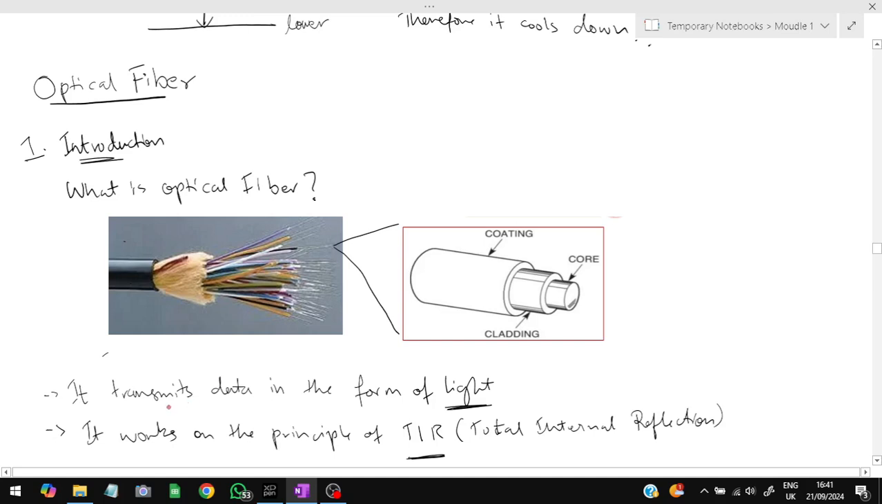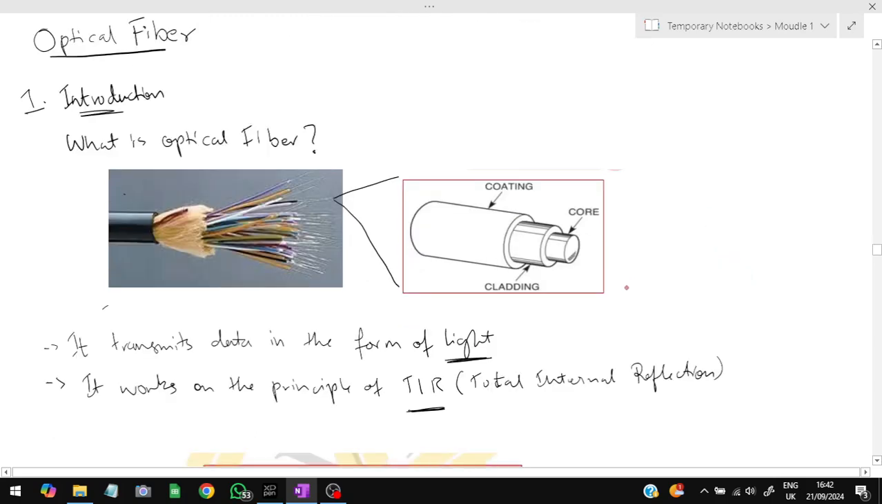Okay, it transmits the data in the form of light, and it works on the principle of TIR. What is TIR? Total internal reflection. This is a very important concept, without which the optical fiber won't work. What is total internal reflection? First, tell me what is reflection. Suppose I put a light here. If this is a mirror, it will get reflected. This is called reflection. So what is total internal reflection?